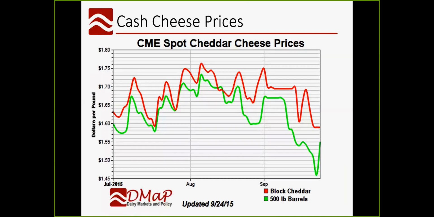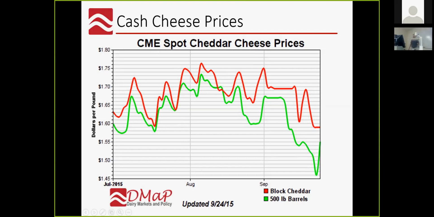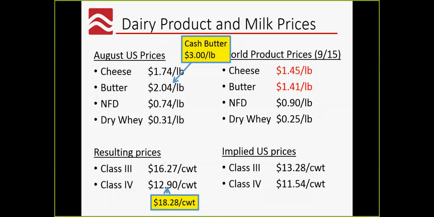Cash cheese prices. This is as of last night. We had been sitting there at about $1.70. This is on blocks, which is the more important one. Barrels is down here. Usually there's about a 5-cent difference between blocks and barrels. It's gotten pretty wide a couple times and then come back. But the last couple days we've dropped down in that $1.55 range from, you know, $1.74.